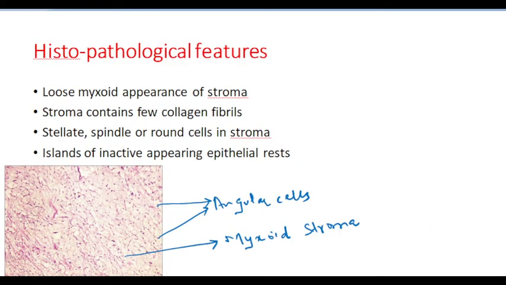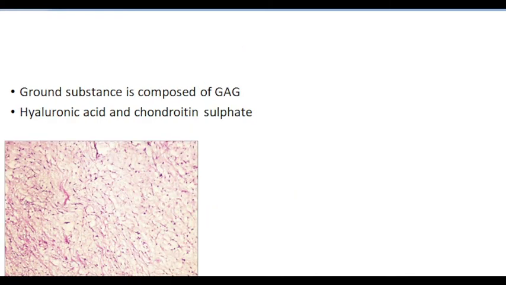Histopathologically, odontogenic myxomas, as other myxomas of the body, contain a loose myxoid appearance of stroma. The stroma contains few collagen fibrils. There is an abundance of stellate, spindle, or round cells in the stroma, which are anastomosing, and rarely islands of inactive-appearing epithelial rests are seen. The ground substance is composed of glycosaminoglycans, which contain hyaluronic acid and chondroitin sulfate.